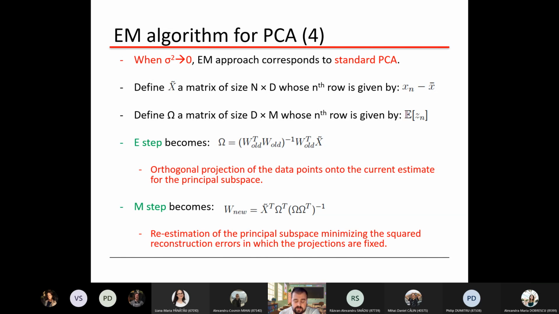And to more easily visualize what we have to do, we will define x tilde as a matrix of n by d given by the differences between the points and the mean. And we define omega as a d by m matrix given by the expectation of Zn. And now with these notations, we'll have omega as W transposed old multiplied with W old to the minus 1, multiplied with W transposed old multiplied with x tilde. Have you seen this formulation before?